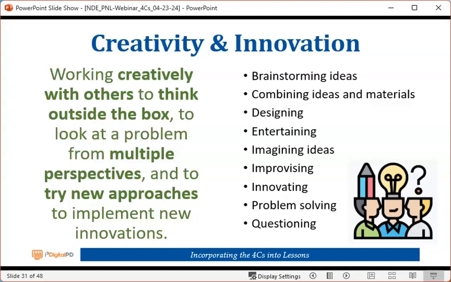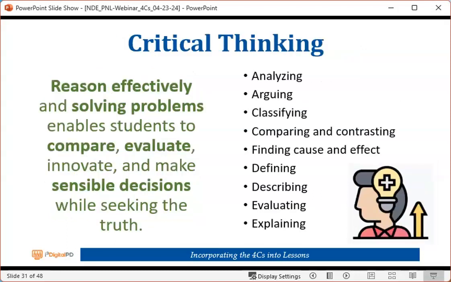So when we're thinking about creativity and innovation, right, we're thinking about how they're creative with other people, thinking outside the box, looking at multiple perspectives, trying new approaches. Look at over there on the right: brainstorming, designing, entertaining ideas, improvising, innovating, problem solving, questioning. These are ways we can get our kids to a deeper level, not just brainstorming, maybe categorizing those brainstorms, maybe comparing and contrasting them, getting them to a deeper level of innovation.